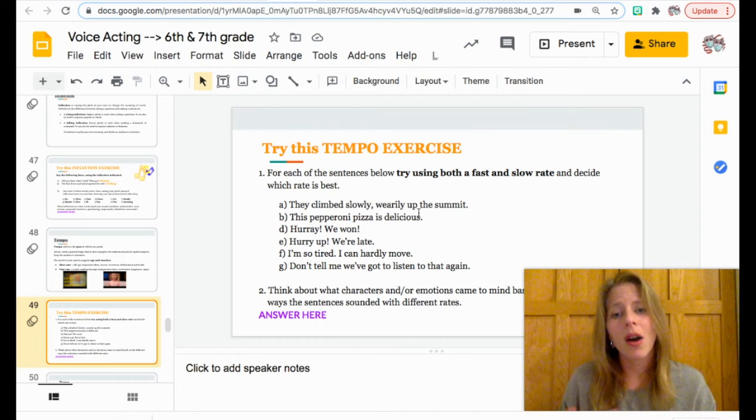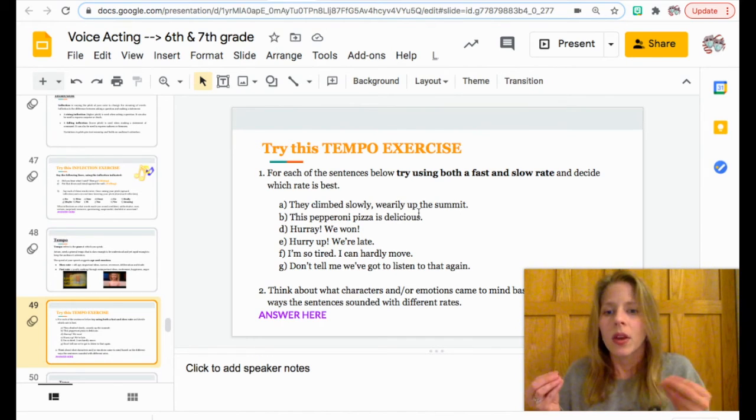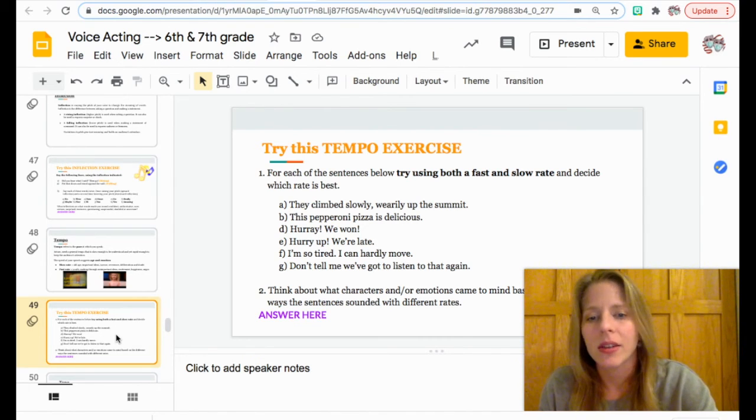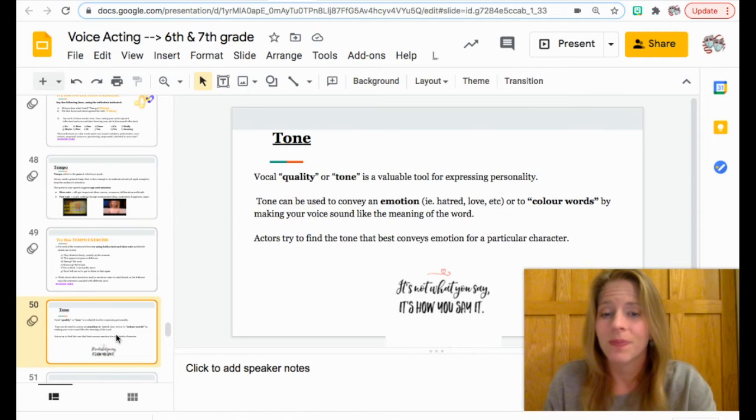And it would depend on who it was, right? If you're telling a dramatic story, they climbed slowly and wearily up the summit. Versus if somebody was so excited that they climbed slowly and wearily up the summit, but then, so it'll just kind of depend. So you're going to do each of those sentences.